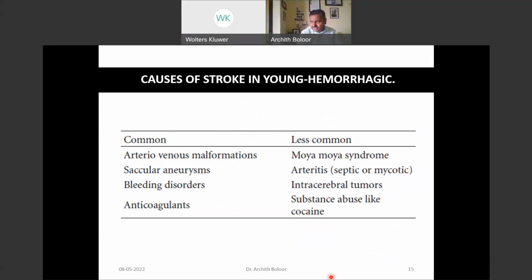The hemorrhagic strokes, AV malformation by far the most common. Bleeding disorders, anticoagulant usage. Cocaine abuse is one of the important upcoming causes, you see young hemorrhagic strokes in 5 years. Cocaine abuse is an important thing. Moyamoya syndrome, we'll discuss that. It is an arteriopathy common in India, one of the important causes of hemorrhagic strokes.